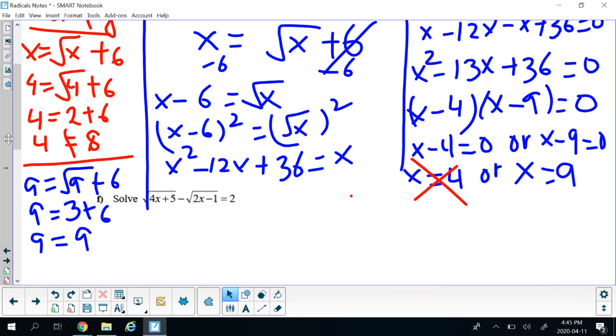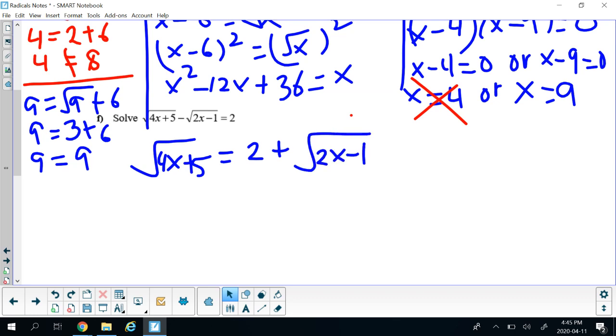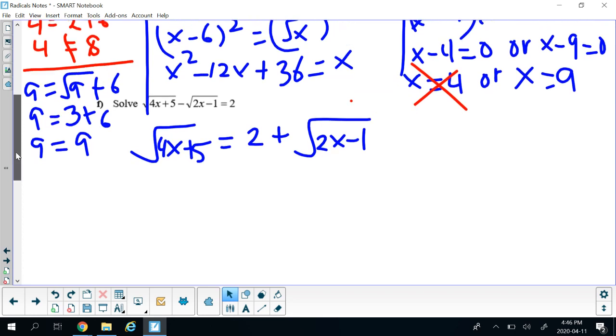Okay. Last question. So in this question we have two radicals. One is square root of 4x plus 5, the other one is negative square root of 2x minus 1. So in this equation, we're going to try to isolate one radical, at least one radical, okay? So here we're going to add square root of 2x minus 1 on both sides. So this is what we will get. We're going to square on both sides.